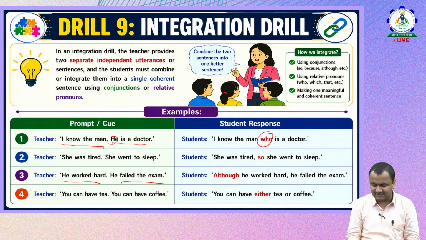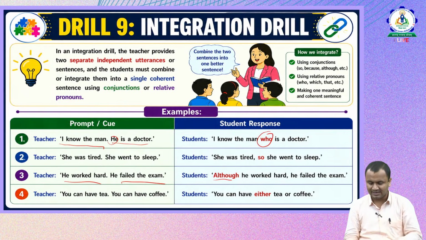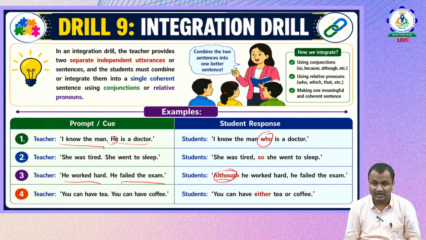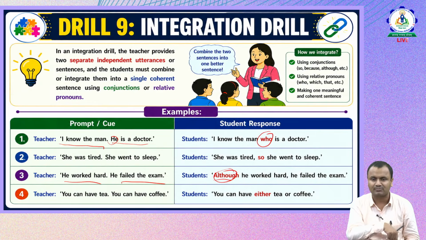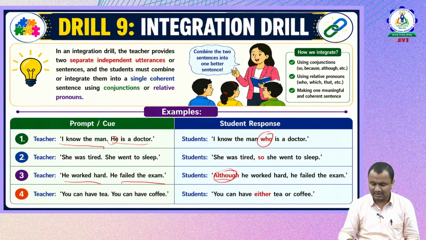So we can connect it: Although he worked hard, he failed the exam. By using this "although", we have connected, or we can say integrated, both the sentences. This is the integration drill. Now let's start.